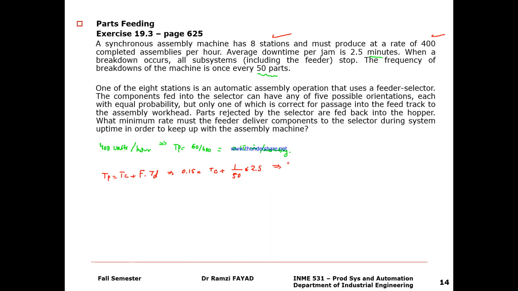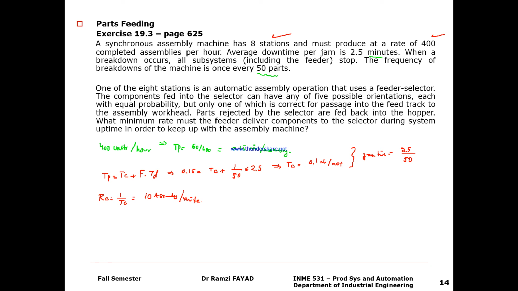So TC is equal to 0.1 minute per assembly, or per unit. The jamming time in this example is 2.5 minutes every 50 times, so the jam time is equal to 2.5 minutes divided by 50. So this would be our value. So the RC value, which is the production rate, is 1 over TC, equal to 10 assemblies, or 10 finished units, per minute.